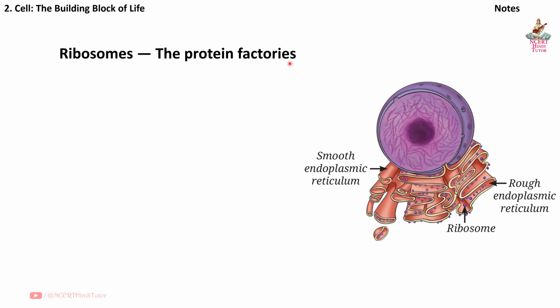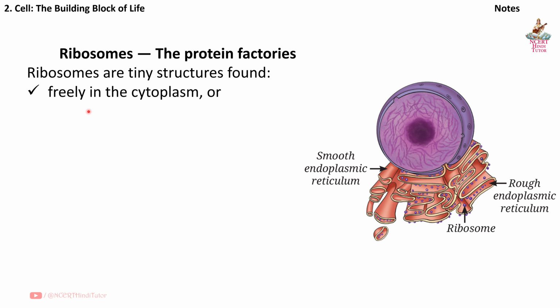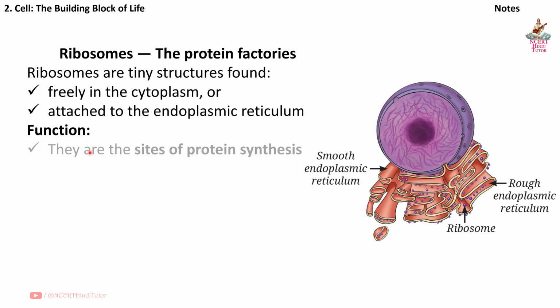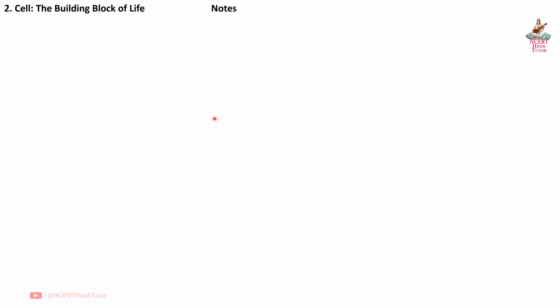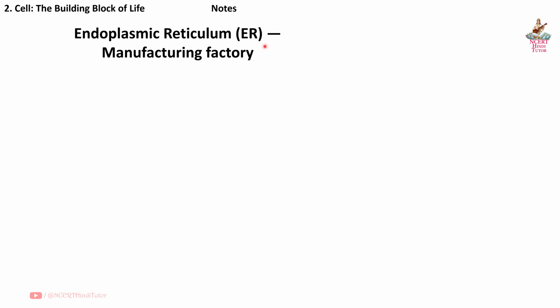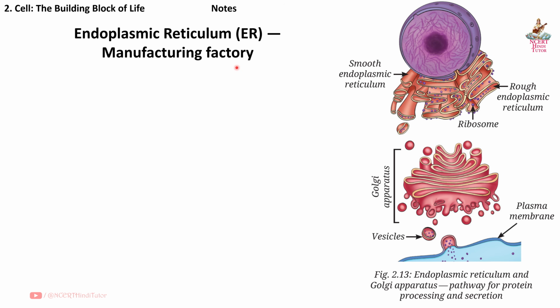Ribosomes, the protein factories. So friends, this is the ribosome. This is rough endoplasmic reticulum and this is smooth endoplasmic reticulum. Ribosomes are tiny structures found freely in the cytoplasm or attached to the endoplasmic reticulum. Function: they are the sites of protein synthesis. Endoplasmic reticulum, ER, manufacturing factory.